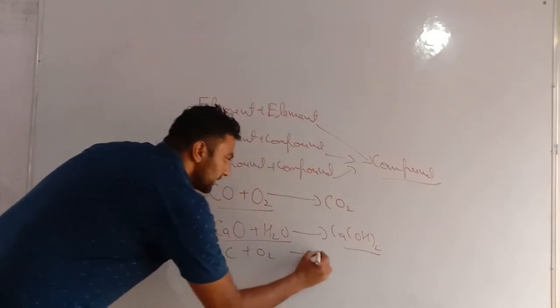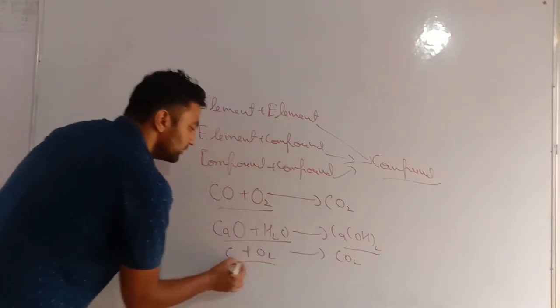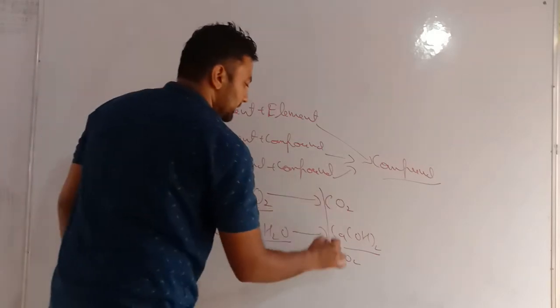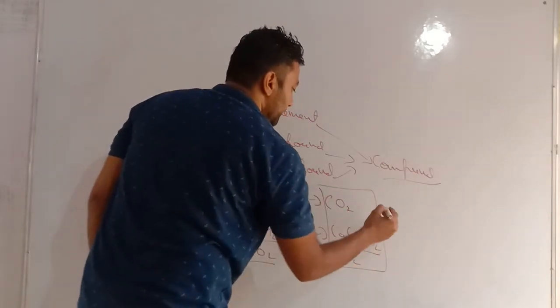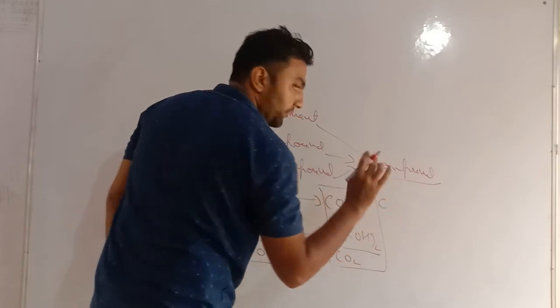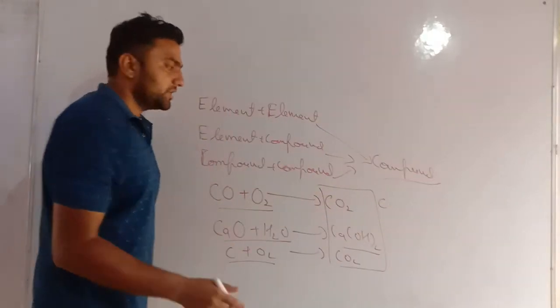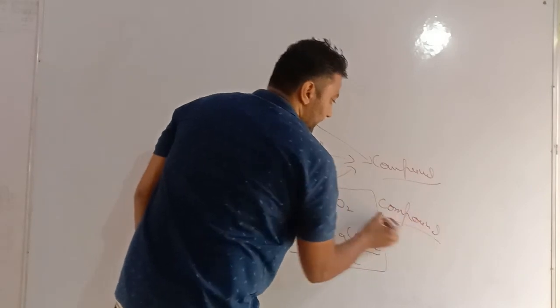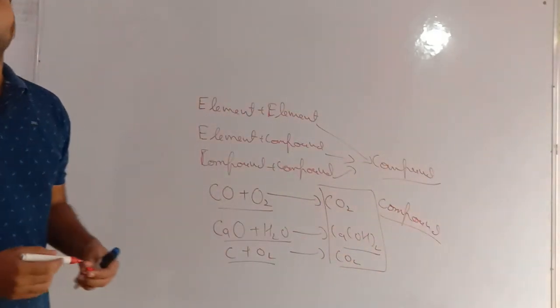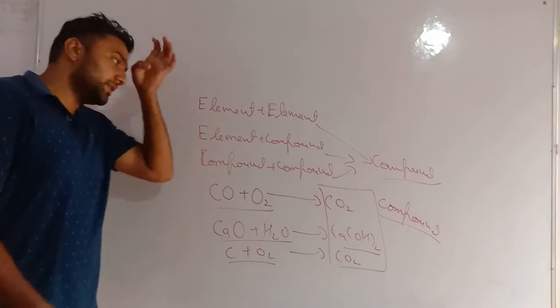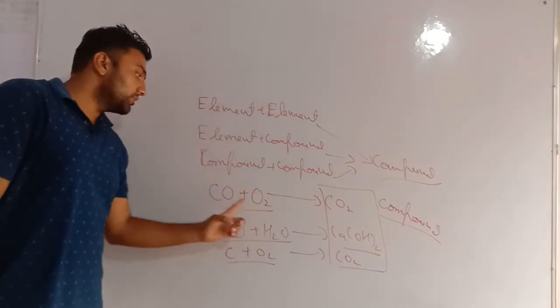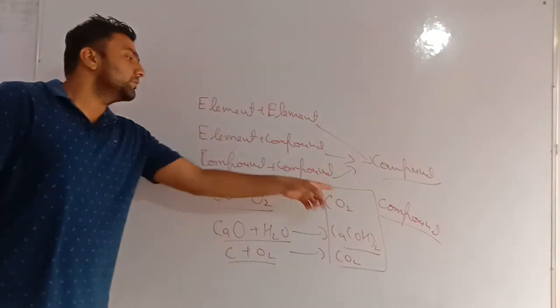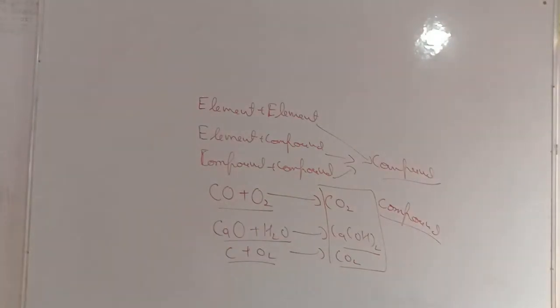Carbon plus oxygen giving carbon dioxide. Two reactants but a single product. Very important in chemical reaction, that in any combination reaction, for sure the result or product I will get will be a compound. So very important, what is combination reaction? Combination reaction is a reaction in which two or more reactants combine to give a single product.